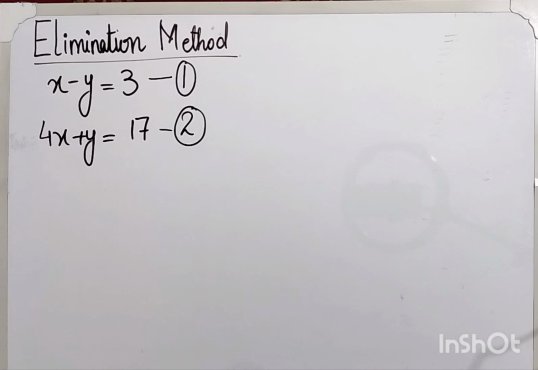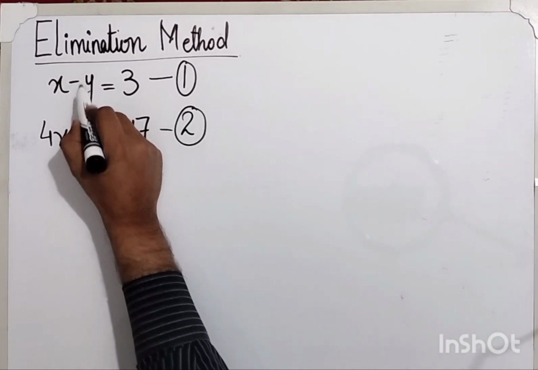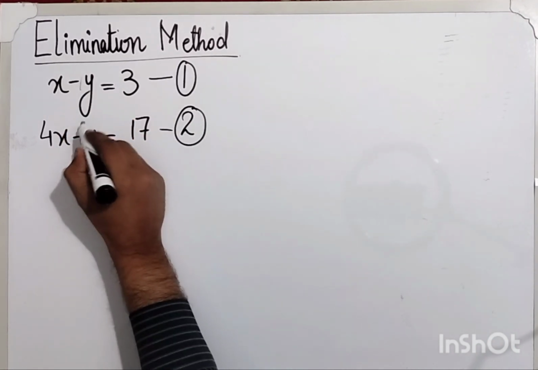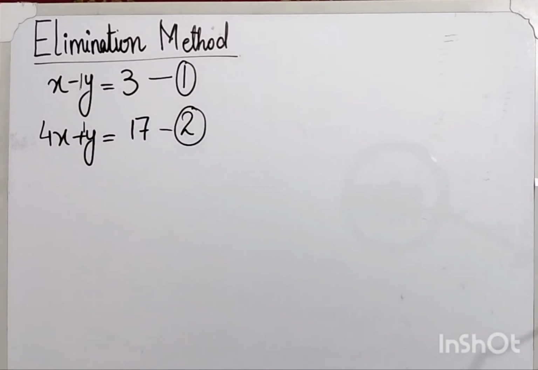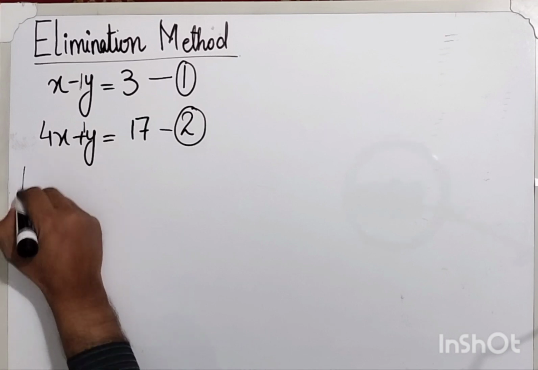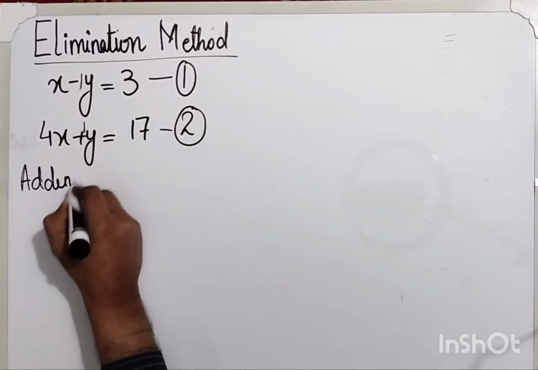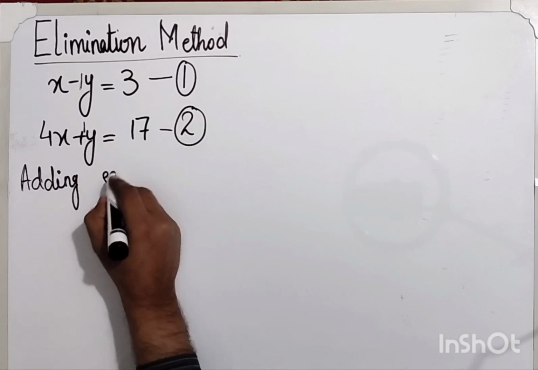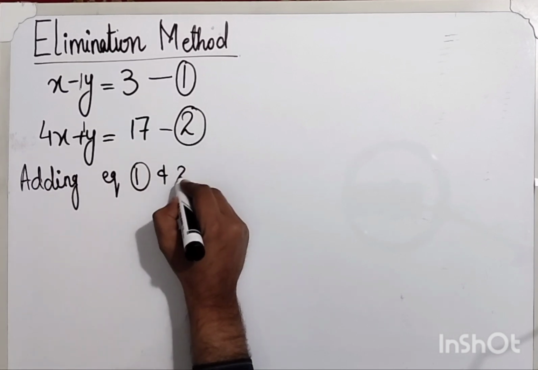So first of all, we are going to identify a variable that needs to be eliminated. In this case, we can clearly see that the coefficients of y are 1 and 1, so we can directly eliminate them. Now I need to identify a method, whether I'm going to add the equations or subtract the equations. If I add the two equations, the variable y would be eliminated. So I'm going to add equation number 1 and equation number 2.